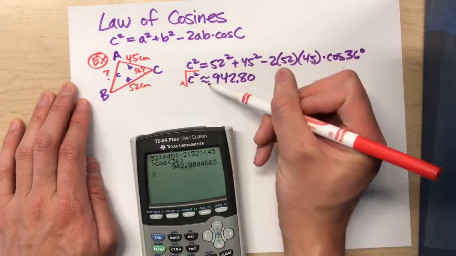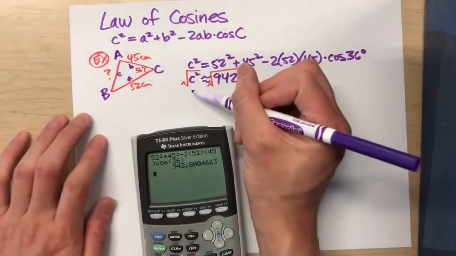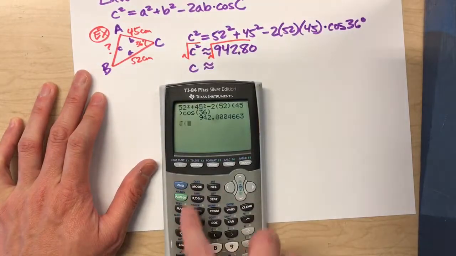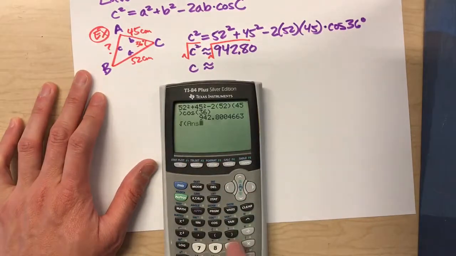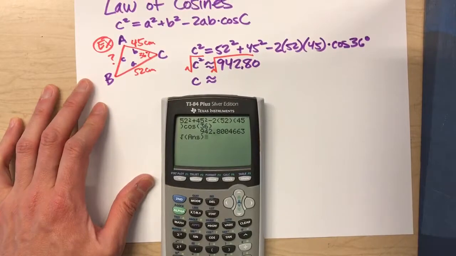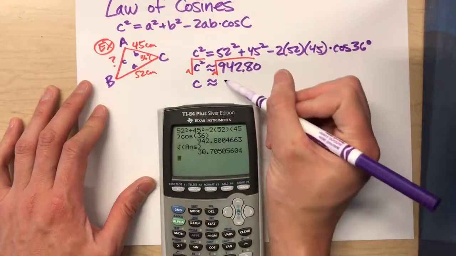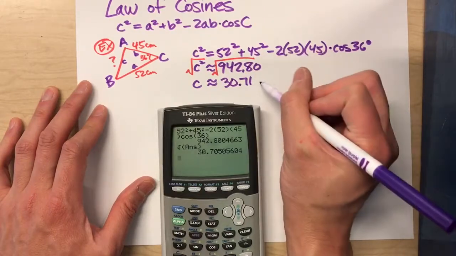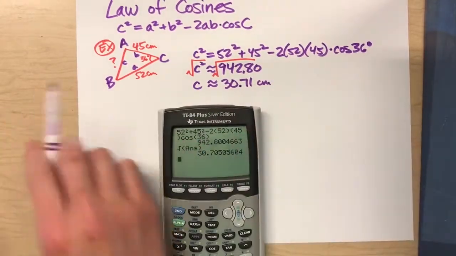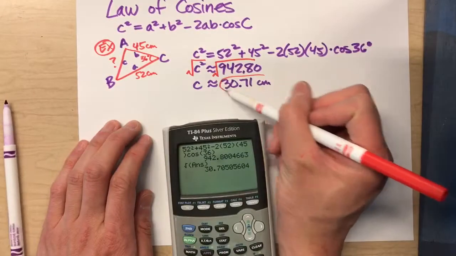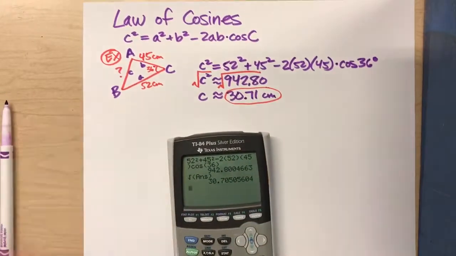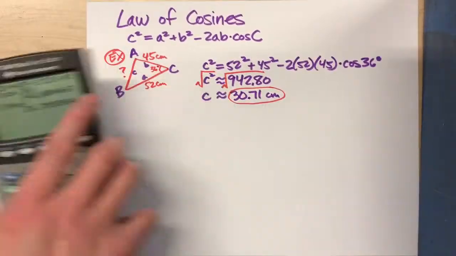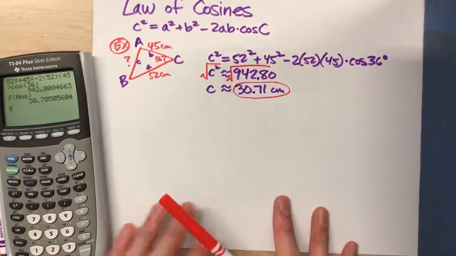I'm almost done, but remember, I'm trying to find C, not C squared. So I'm going to square root both sides, and C will be approximately the square root of the previous answer, about 30.71 centimeters. So the length of that side is about 30.71 centimeters.